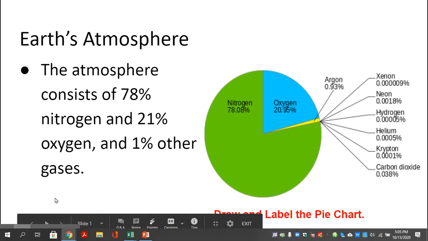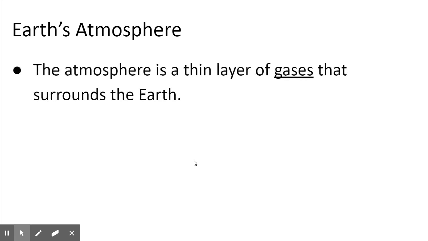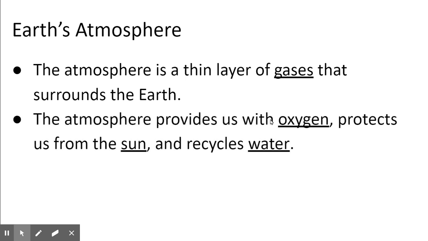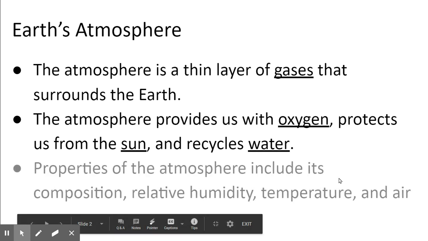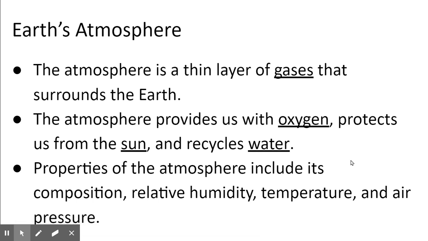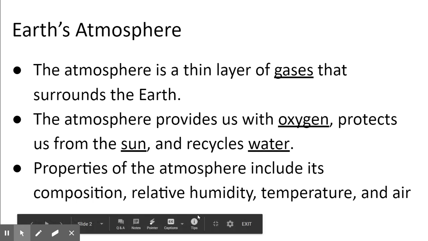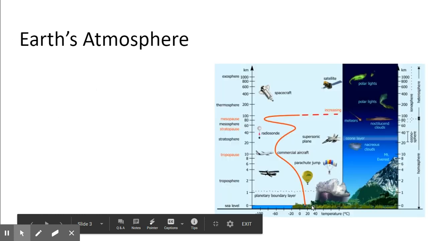Earth's atmosphere, remember, we divide up into layers of gases that surround the Earth. The atmosphere provides us with oxygen, nutrients, and it also helps to recycle the water. Some of the properties of the atmosphere that we talked about yesterday were its composition, its relative humidity, temperature, as well as air pressure.